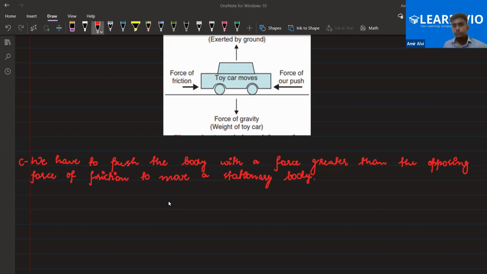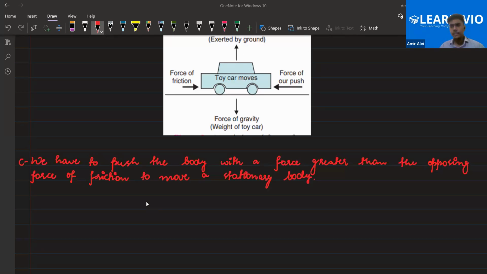So these are the characteristics, or the properties, that you have to understand and learn for unbalanced and balanced forces. Okay, everyone.